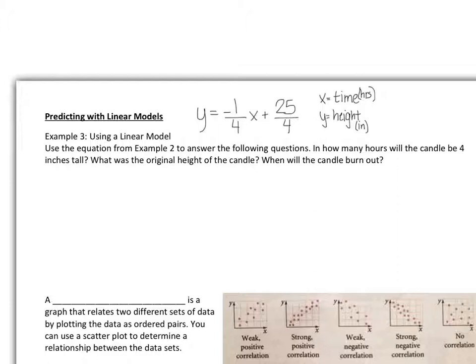We have 3 questions. They're all kind of separate, so we'll handle one at a time. First one, in how many hours will the candle be 4 inches tall? Okay, so it's asking for hours, so that means it's asking for an x, but it gave us a y, which is 4 inches tall. So all we have to do is plug in that y equals 4. So that's 4 equals negative 1/4 x plus 25 over 4.